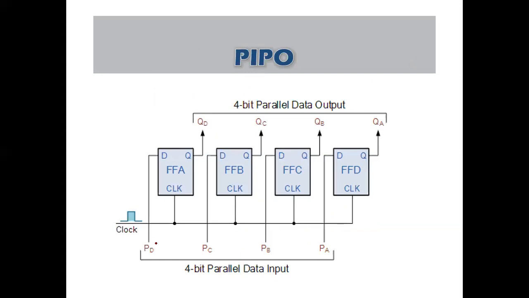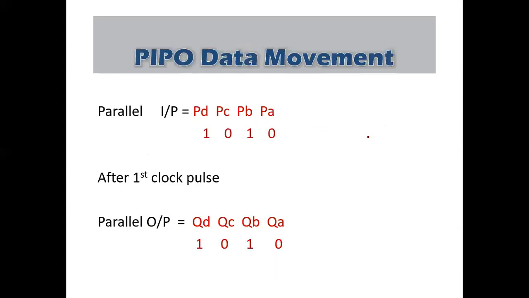Next, parallel in, parallel out. For example, I connect 1 0 1 0 here. On the application of the first clock pulse, this 1 will come out here, this 0 will come out here, this 1 will come out here, and again this 0 will come out here. This is how you will receive your output. So on the application of the first clock pulse itself, see, this is my parallel input, 1 0 1 0. After the first clock pulse, everything comes out as 1 0 1 0.